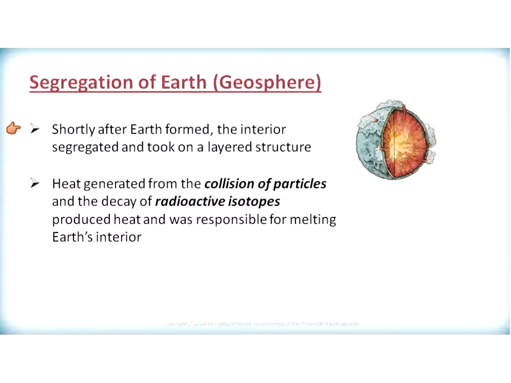Shortly after the Earth formed, the interior segregated and took on a layered structure. Heat generated from the collision of particles and the decay of radioactive isotopes was responsible for melting of Earth's interior. By referring to the diagram to the right, we can see that the Earth's interior is presently melting, and we have a thin outer crust, which we see volcanic gases escaping through.